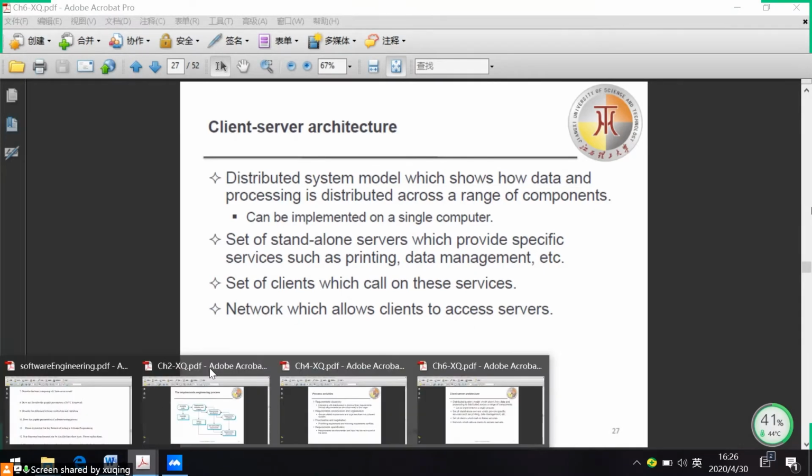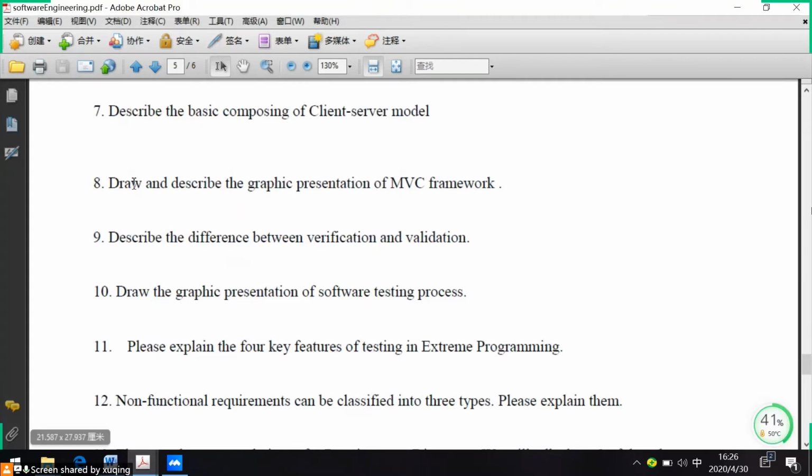Okay, so we'll continue. Later, the 8th one asks us to draw and describe the graphic presentation of MVC framework. This one is also in our assignment for the MVC framework. It's also in the 6th chapter. We have the description of this framework.